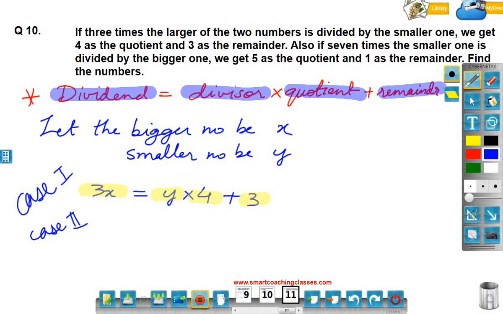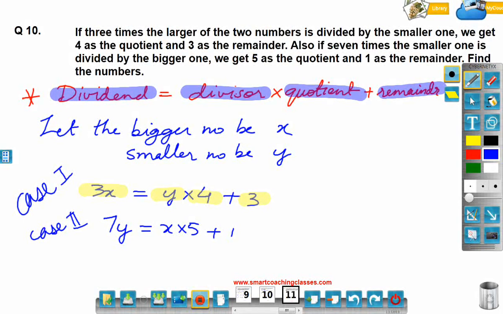Okay, so now we have case 2. They say also if 7 times the smaller number, that means this time my dividend is 7 times the smaller number, that is 7y, is divided by the bigger one. What is the bigger one? That is x. And then what is my quotient? The quotient is 5. And what is my remainder? Remainder is 1. So these are my two equations. I hope this helps you to form the equations. You can solve a lot of questions like this. So this will probably help you to form a lot of equations, which is the most important part.